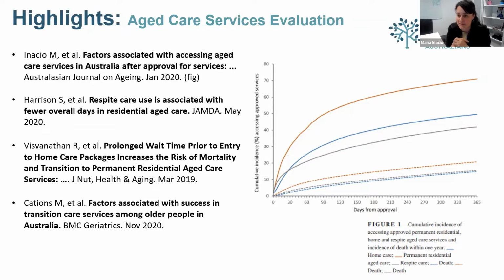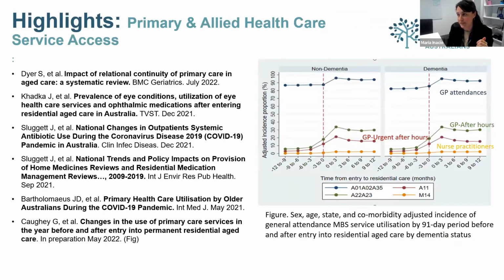And then finally, we examined things like what were some of the factors that were associated with people benefiting from transition care services that are also offered under the aged care service programs. We have, in the last couple of years, started a new piece of work around the integration of primary allied healthcare and specific specialist services for older people in aged care services. And so you will be seeing a lot of work coming out in this area.